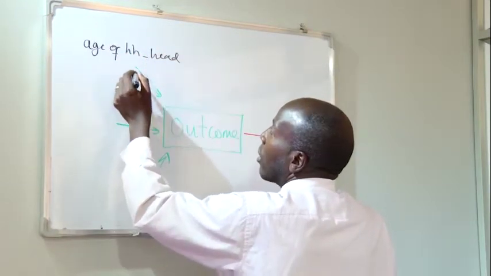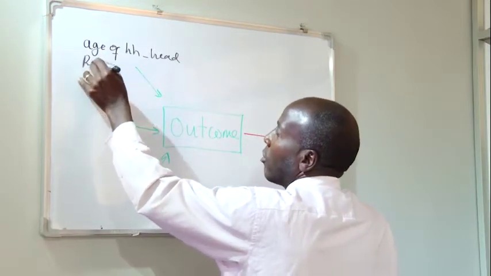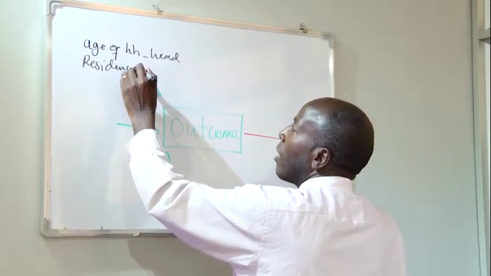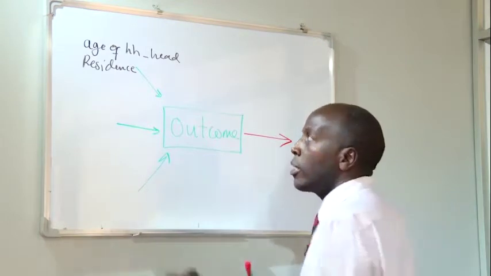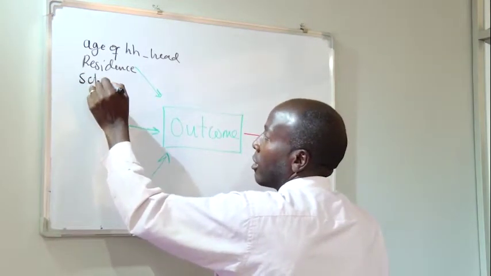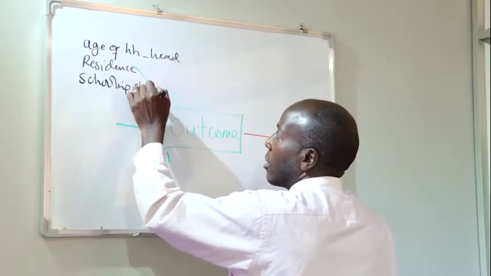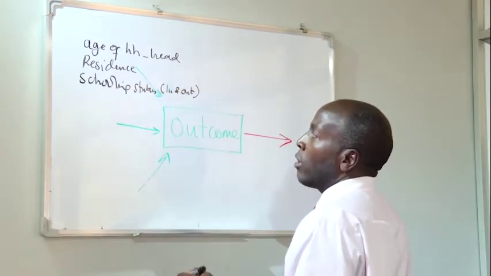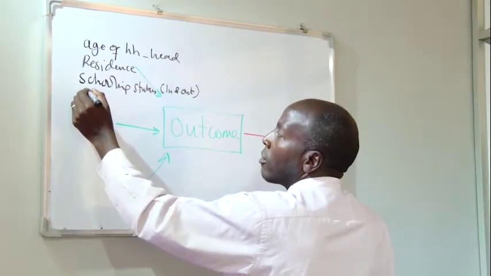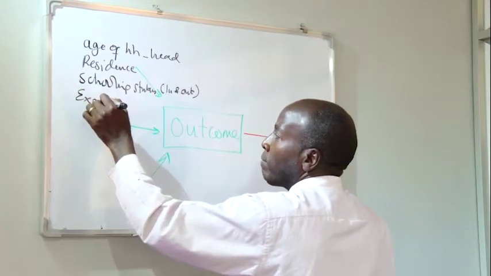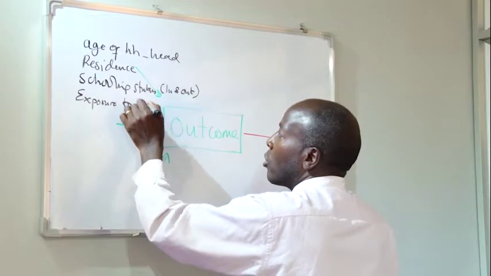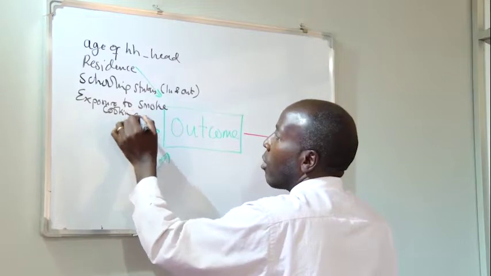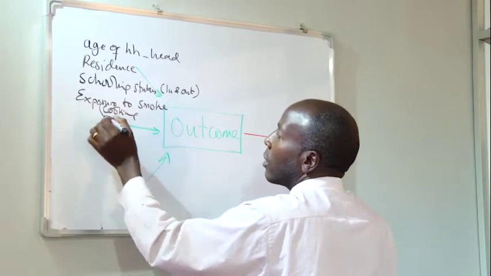It is also residence of the child, for example. Are they staying in an urban area or are they staying in a rural area? You may discover that schooling status, whether it is in or out of school. Then you may discover exposure to smoke, and this is cooking smoke, for example. Cooking smoke, but it could also be cigarette smoking.